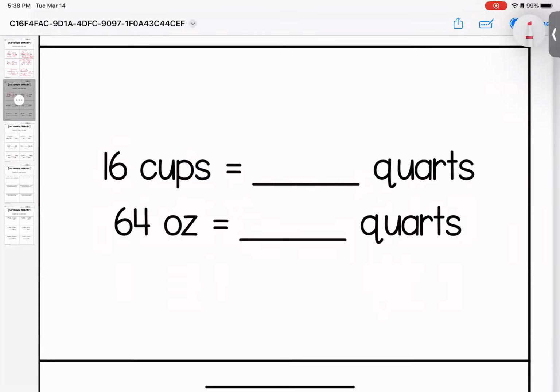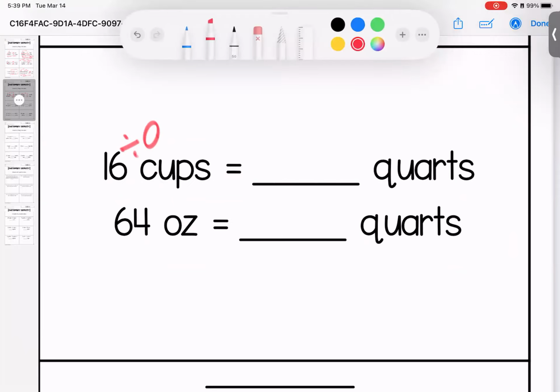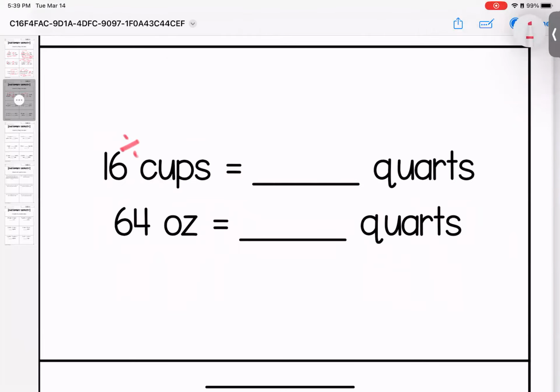All right, love bugs, cups to quarts, cut it in half. So if I want to go cups to quarts, I'm going to start by cutting it in half to go to pints. So every 2 cups is a pint. So 16 cups is 8 pints. And 8 pints, cut that in half again. That's going to be 4 quarts.